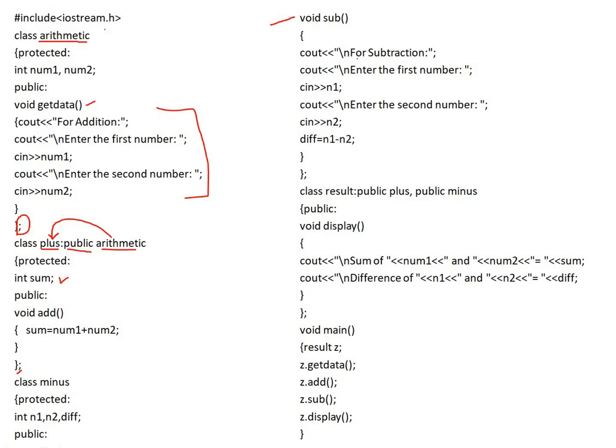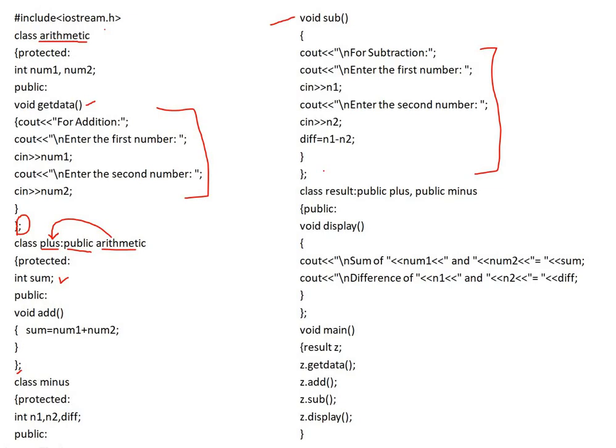Cout \n for subtraction, this is a string, will be displayed on the console. Cout \n enter the first number. Next cin n1, cout \n enter the second number, cin n2, diff is equal to n1 minus n2. So this sub function is used to read the values of two numbers into n1 and n2, and at the same time it executes the expression diff is equal to n1 minus n2. So it reads the numbers from the input device and it performs the subtraction operation. Next, after that we have closed the class declaration.